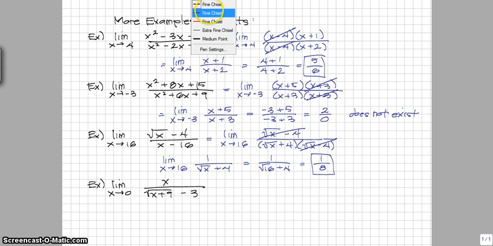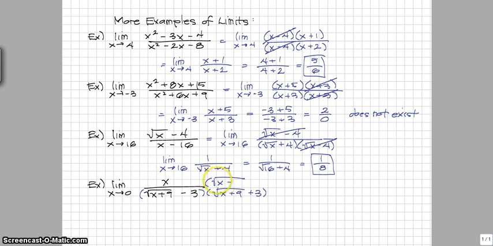And what we're going to do here is a method called rationalizing. In this case, we're going to rationalize the denominator, but that won't always be the case. We could end up rationalizing the numerator in a different problem. So in order to rationalize this irrational denominator here, we need to multiply by its conjugate. So we're going to multiply the bottom by the square root of x plus 9 plus 3. And we're going to do the same on the top, the square root of x plus 9 plus 3. So essentially we've multiplied by 1 inside this limit.